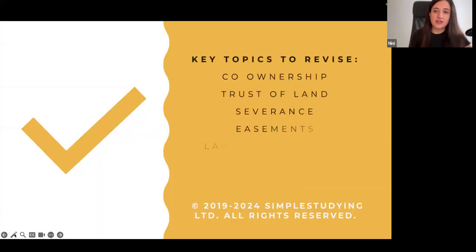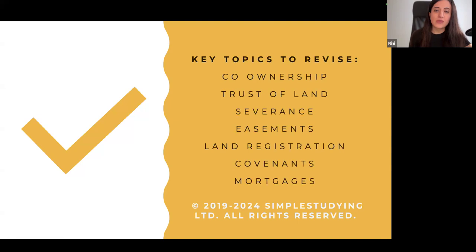Key topics to revise are co-ownership, trust of land, severance, easements, land registration, covenants, and mortgages. For mortgages, it depends on your course. Sometimes it's covered, sometimes it's not. So make sure you double check it. But all the other subjects are usually covered on land law undergraduate courses.